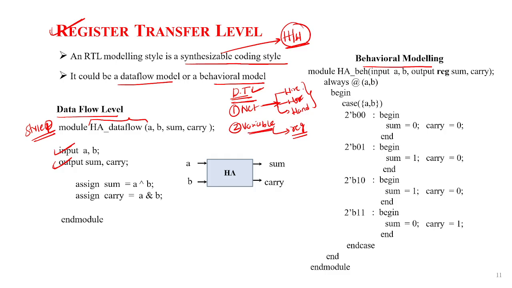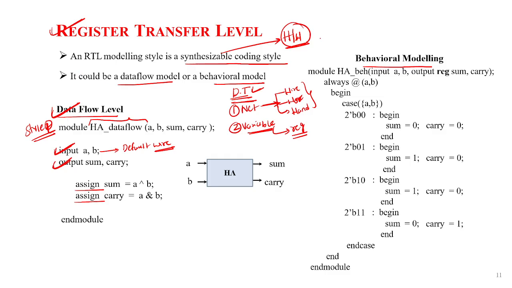Here you are declaring a comma b. By default, when you do not declare a data type, the compiler will take it as wire data type. Just keep that in mind. Output sum comma carry is also wire data type. I need to use the keyword assign. Assign sum equal to a XOR b, assign carry equal to a and b, and endmodule. This is basically my data flow modeling.